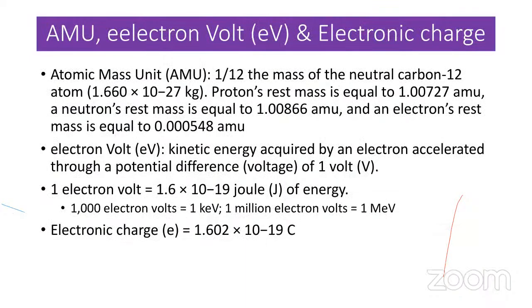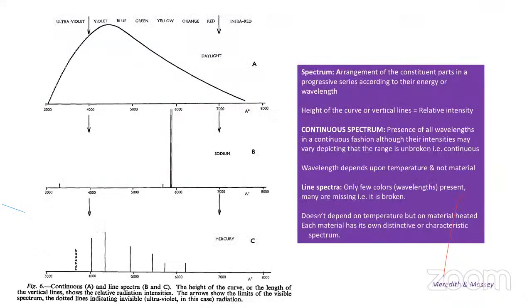So some of the things that we need to know are the electron volt and electron charge. One atomic mass unit, AMU, is 1/12 of the mass of a neutral carbon atom, which is carbon-12, basically 6 protons plus 6 neutrons. And electron volt is the kinetic energy acquired by one electron accelerated through a potential difference of 1 volt, which equals 1.6 × 10⁻¹⁹ joules in terms of energy. And the charge of one electron is 1.602 × 10⁻¹⁹ coulomb.